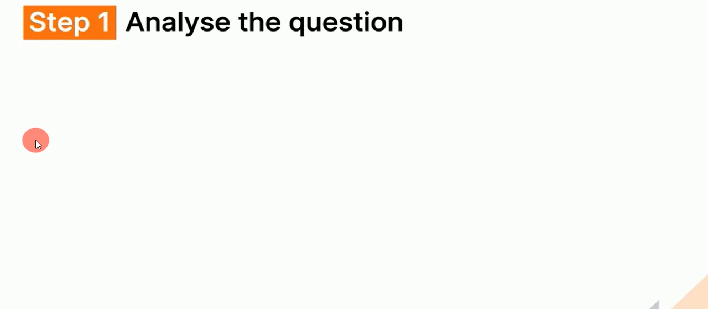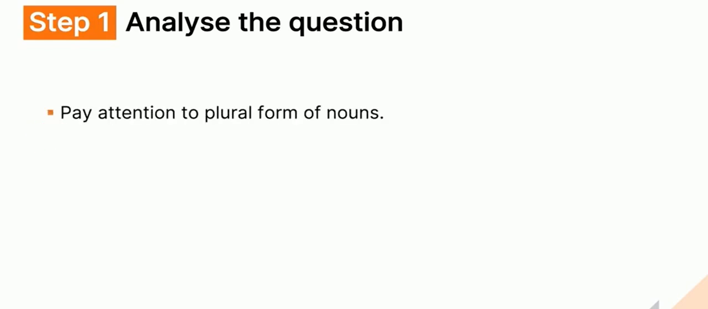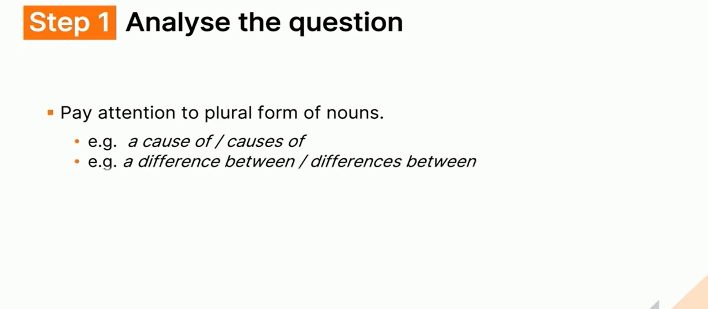Note that when you look at these keywords, it is important to pay attention to the form of the noun. Is it singular or plural? For example, a cause of, or causes of, or a difference between, or differences between. This will help you to locate the information more accurately because you are likely to see 1 or 2 causes or differences in the reading passage.